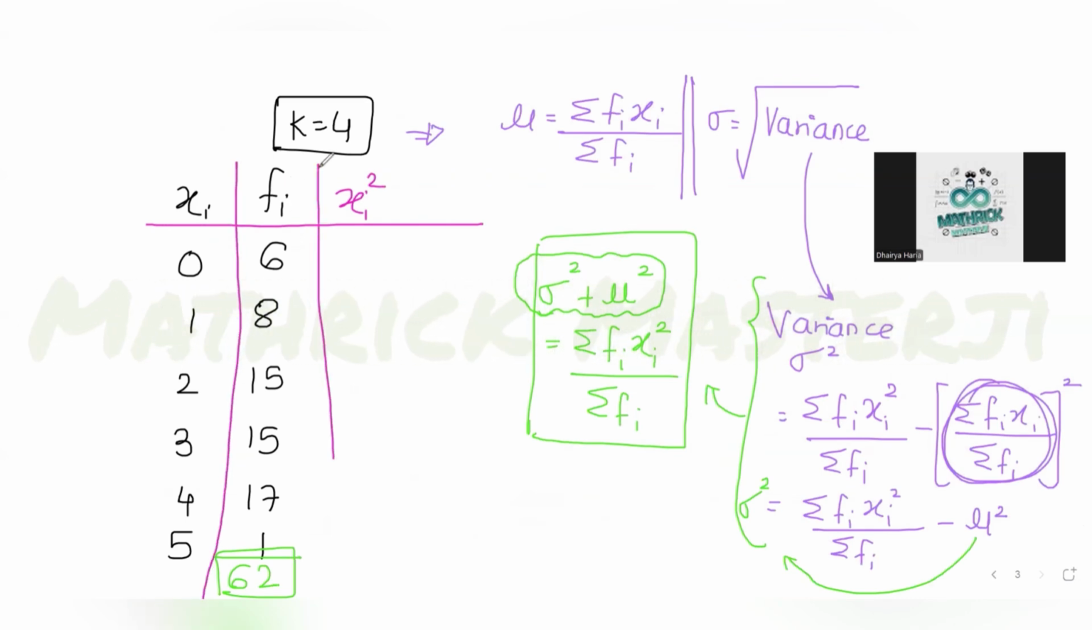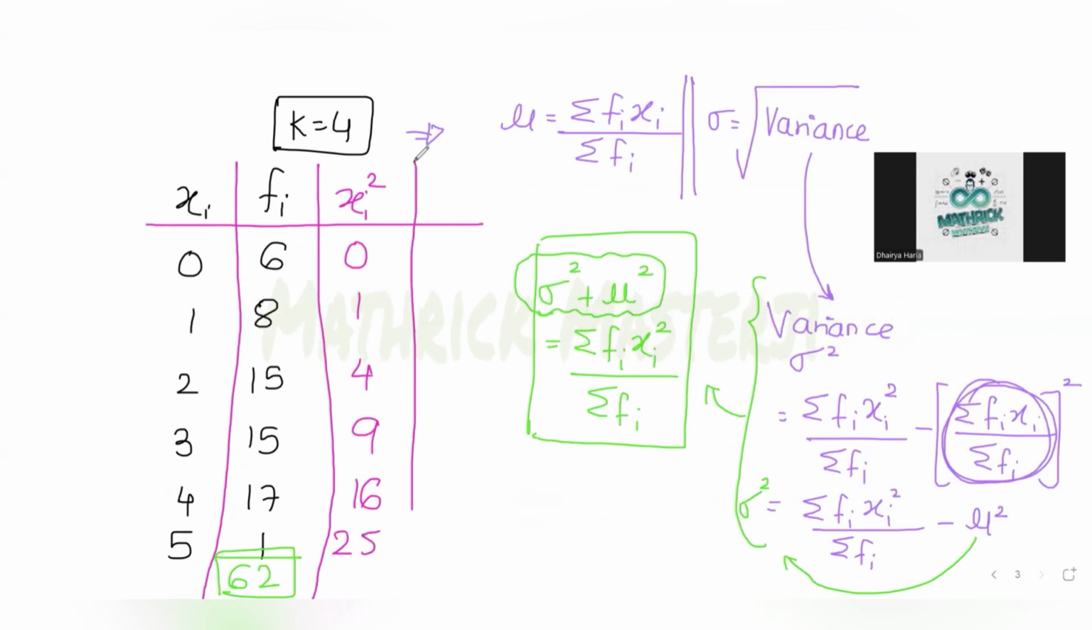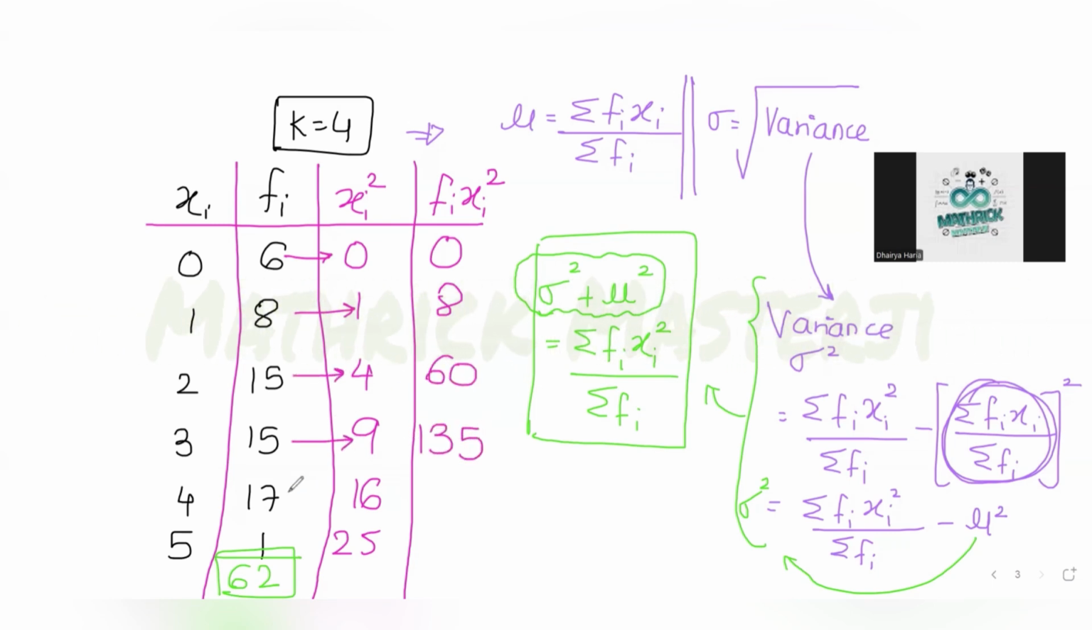So 0 squared is 0, 1 squared is 1, 2 squared is 4, 3 squared is 9, 4 squared is 16, 5 squared is 25. And if I find the summation of fi xi square, for that I need to multiply fi and xi square. So 6 times 0 is 0, 8 times 1 is 8, 15 times 4 is 60, 15 times 9 is 135.